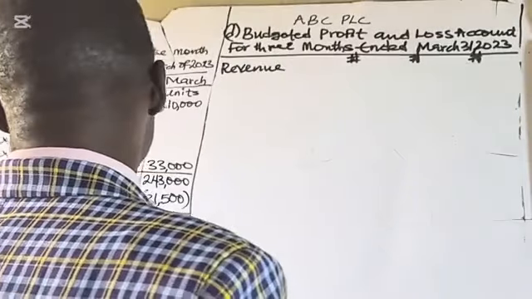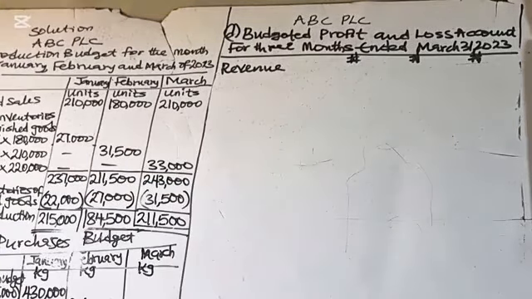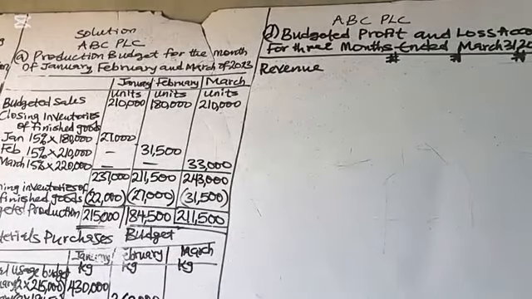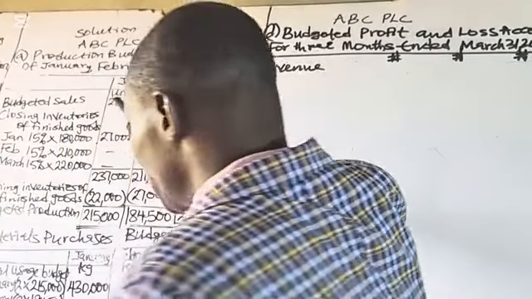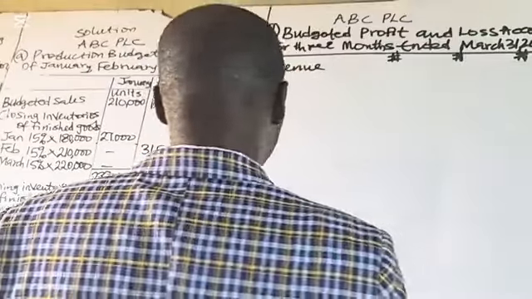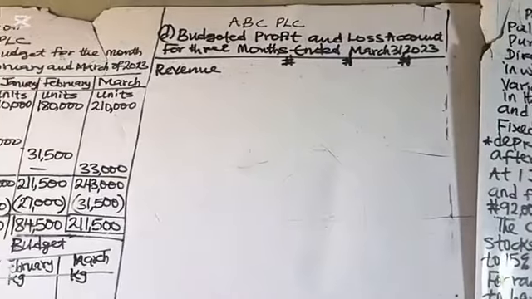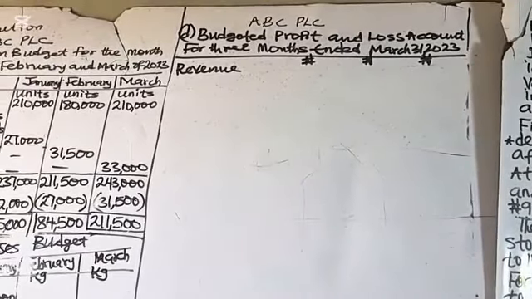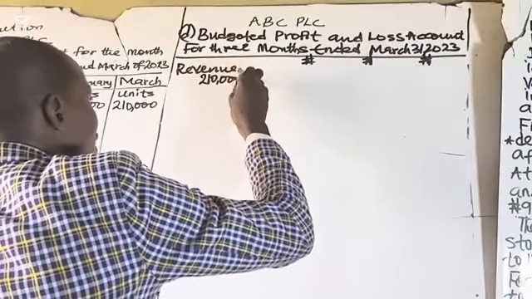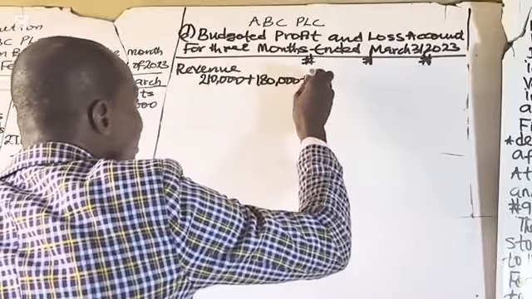Now, if you go back to our note, you were given the sales made for the 3 months period. Budgeted sales in units is 210,000, 180,000, and 210,000. You want to calculate the budgeted revenue. So you can add the budgeted sales in units multiplied by the selling price. So we have 210,000 units for the month of January, February 180,000 units. In March, we have 210,000 units.